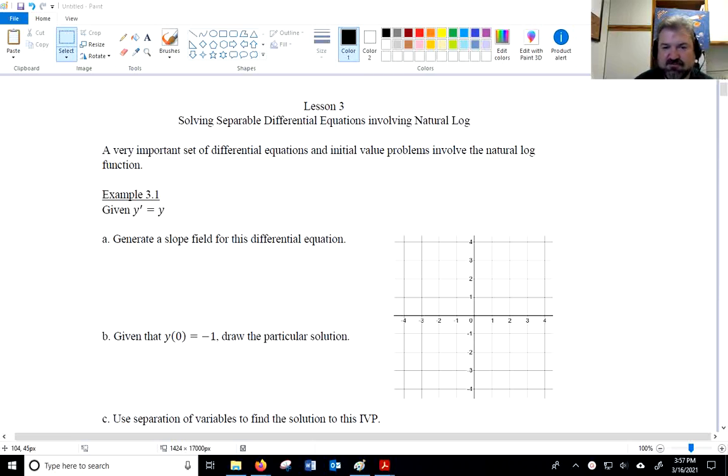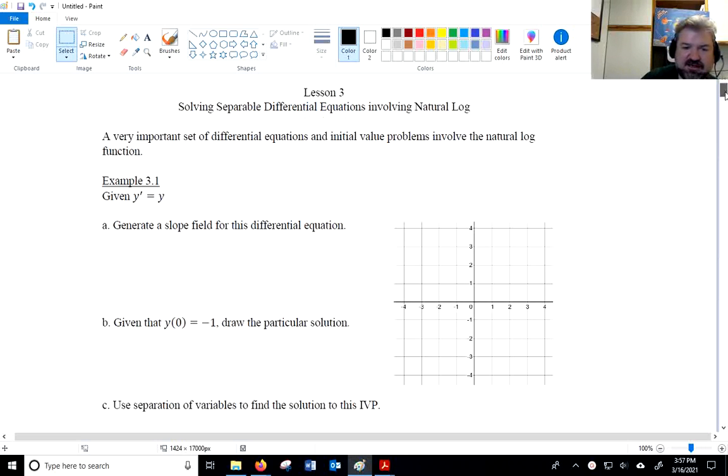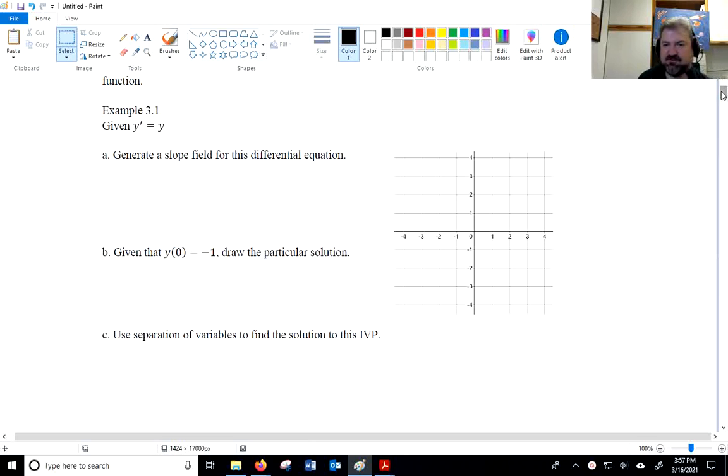We're going to be looking at solving separable differential equations that involve the natural log. So a very important set of differential equations and initial value problems involve the natural log function. Let's take a look at y prime equals y. Let's generate a slope field for this differential equation.